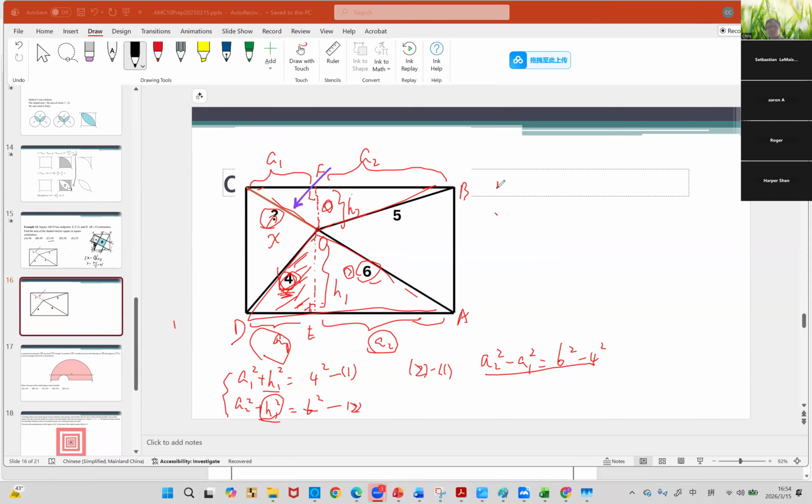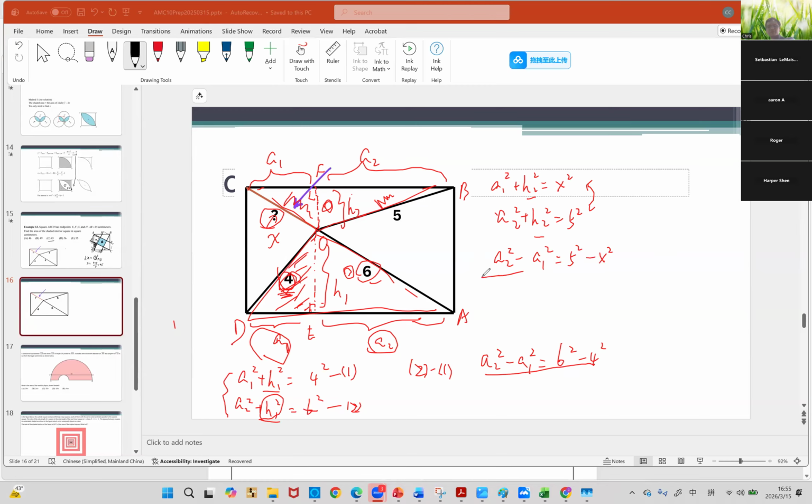Yeah, so you can write down a1 squared plus h2 squared equals x squared, right? That's from this triangle. And then a2 squared plus h2 squared equals 5 squared, right? That's from the other triangle. Now, they both have h2, which we don't want because we don't know it. So we cancel that out. So basically we do another subtraction, right? So we get a2 squared minus a1 squared equals 5 squared minus x squared.